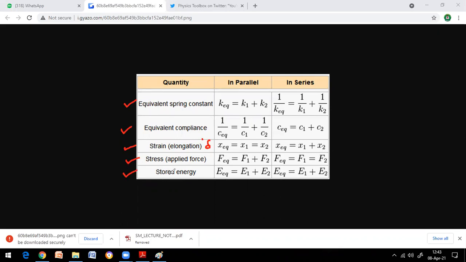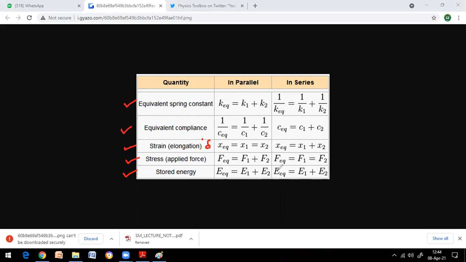What do you mean by strain energy? Energy stored in a body to regain its original shape and size. So that is the stored energy. Here you can write equivalent stored energy is equal to E1 plus E2. Even in series, the equivalent strain energy or stored energy is equal to E1 plus E2. So there is no difference whether the springs are connected in parallel or in series.